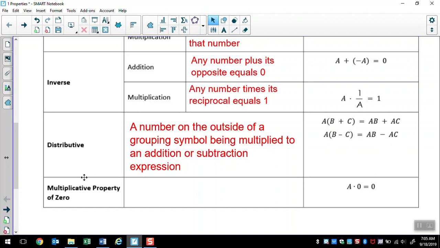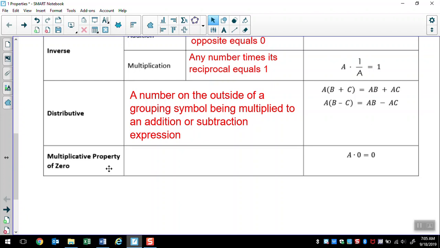Then we have the multiplicative property of 0. And that just states that any number times 0 will equal 0. And that's a pretty easy one. All right, so now let's go to the next page.